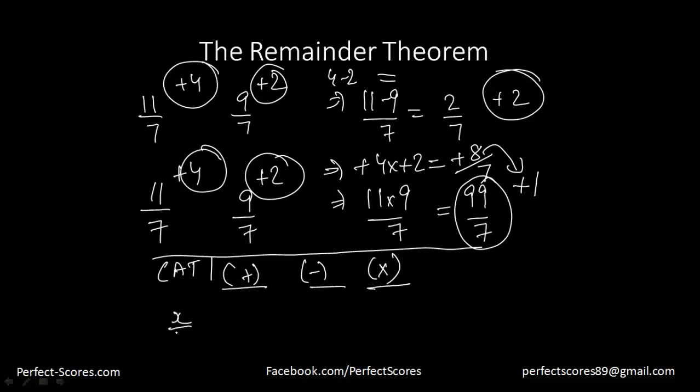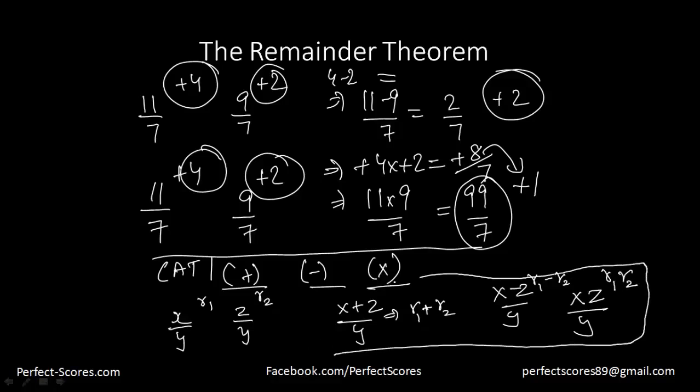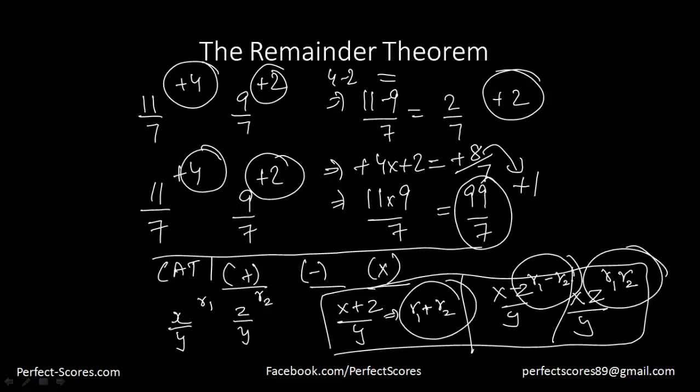So let's suppose x divided by y, the remainder is r1, and z divided by y, the remainder is r2. Then x plus z divided by y, the remainder would be r1 plus r2, and x minus z divided by y, the remainder would be r1 minus r2, and x into z divided by y, the remainder would be r1 into r2, right? So whatever operation you do on all the numbers, the same operation will get done to the remainders. This is what the remainder theorem tells about.